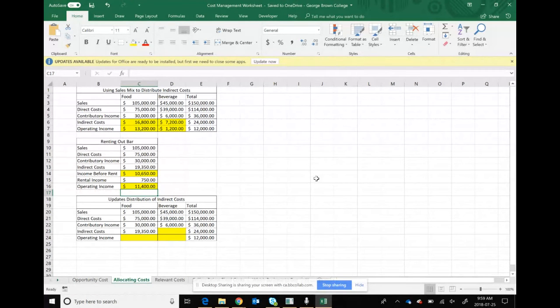Yes. For which? Operating income is your income before rent plus your rental income. Looks like that.